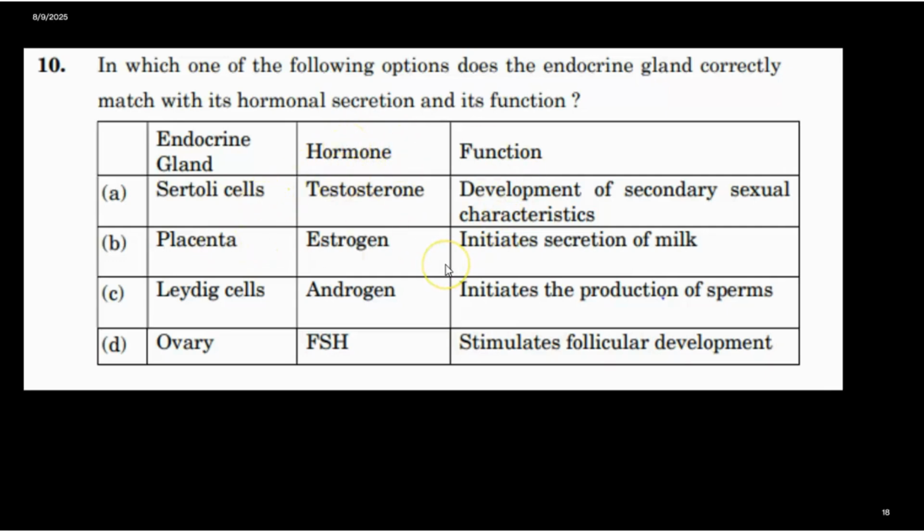Here, three are wrong. Only one is correct, which is properly matched with the endocrine gland, hormone, and its function. Let's see. Placenta is there, estrogen is there, initiate secretion of milk. Placenta estrogen, no. Ovary, FSH stimulate follicular development. There is a wrong term. Sertoli cells, testosterone, is it? No. Development of secondary character. There is a mistake. So it will be going with the C, Leydig cell. It's an androgen producing cell and it will initiate the production of sperm.